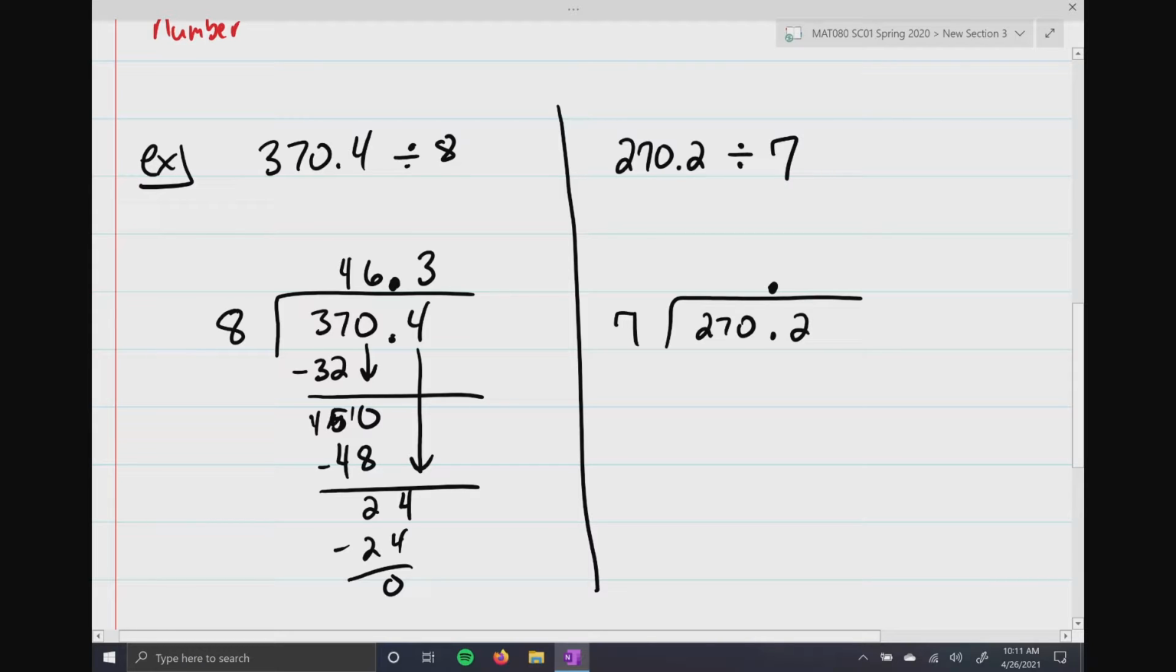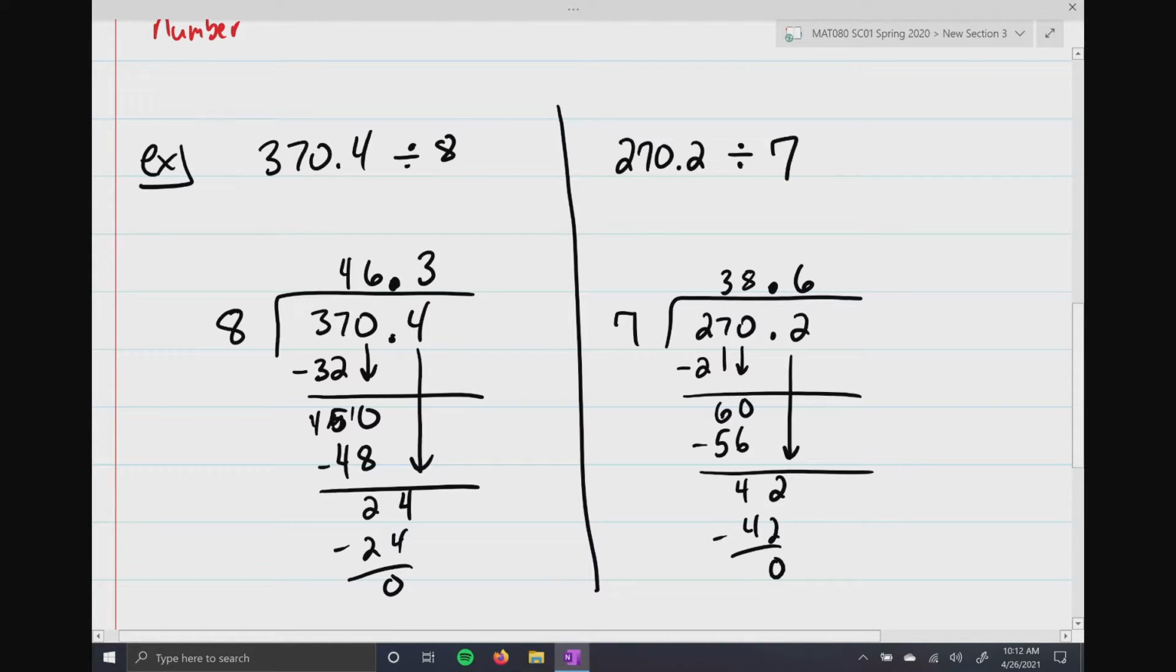7 goes into 27 3 times. I get 21. That's going to be a 6. Drop down the 0. 7 goes into 60. What is that? Eight times. 56. Drop down the 2. 7 goes into 42 6 times. So we get 38.6.